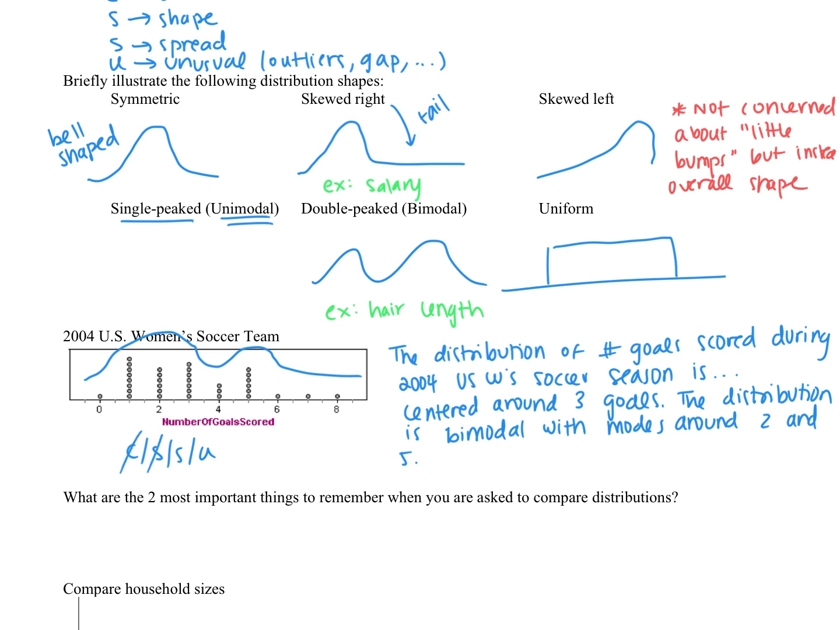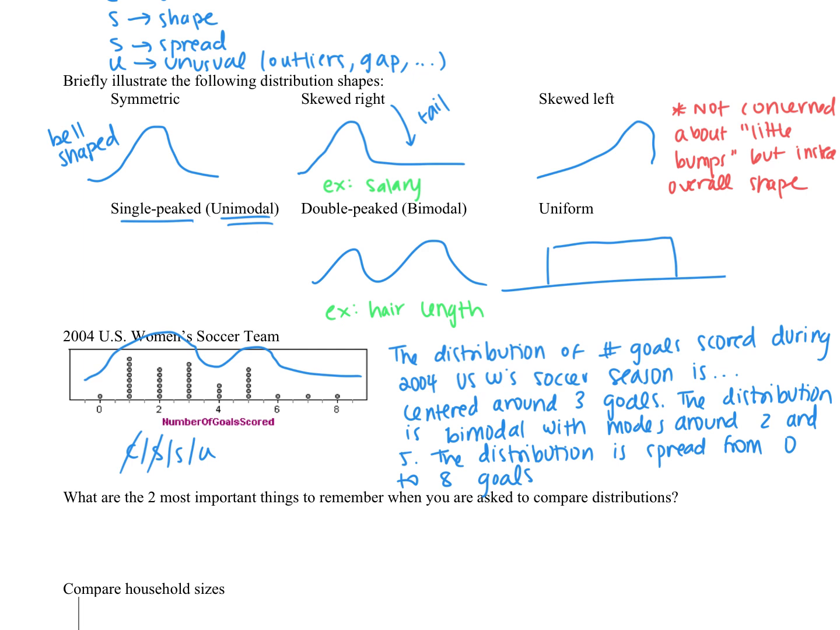I still need to talk about spread. Spread is the variability. It's how wide the distribution is. So the distribution is spread from 0 to 8 goals. That is not enough for spread though. If we say 0 to 8, that's not a whole lot of information. That's only giving 2 observations. That's only looking at the lowest observation and the highest observation.